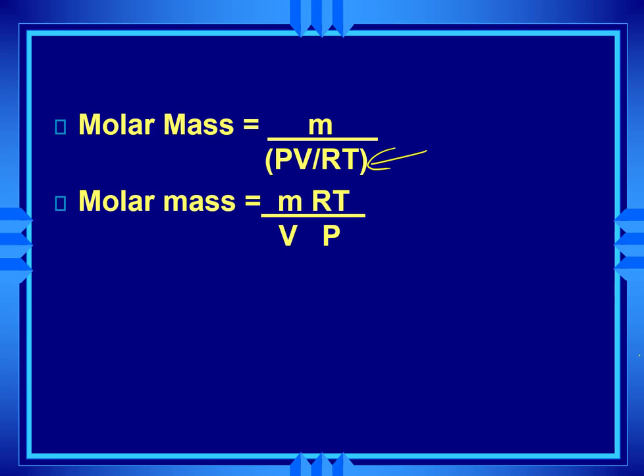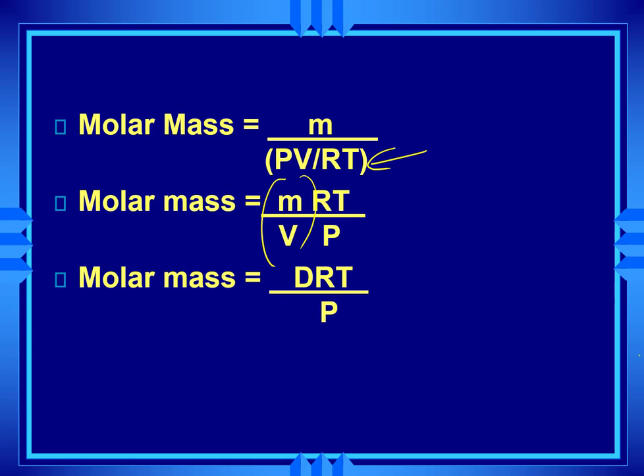Why did I do all that trouble to move them around? Because look at this. I can substitute for M over V. Because M over V is density, right? So molar mass is dRT over P.